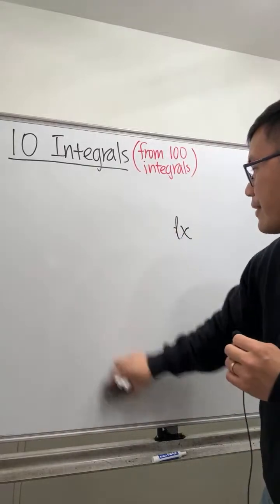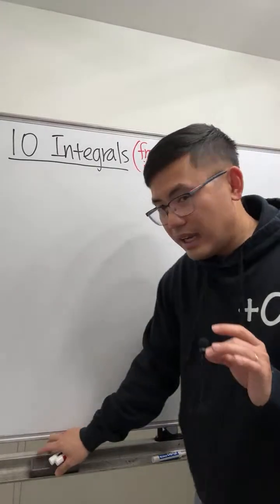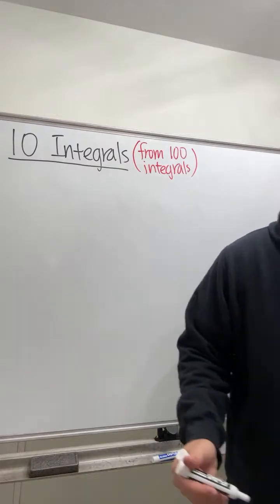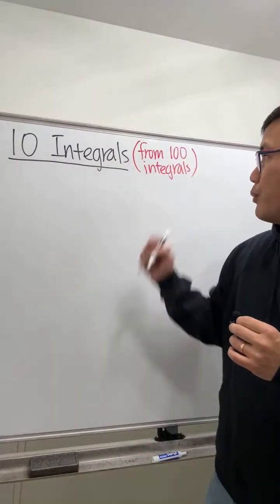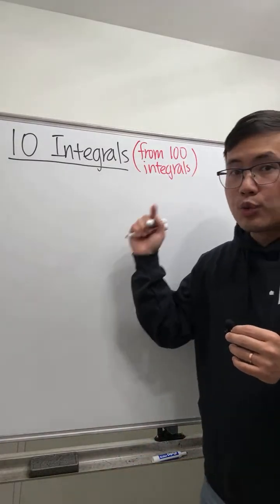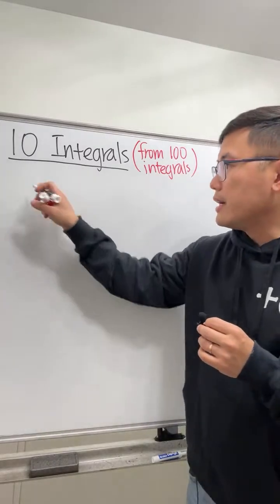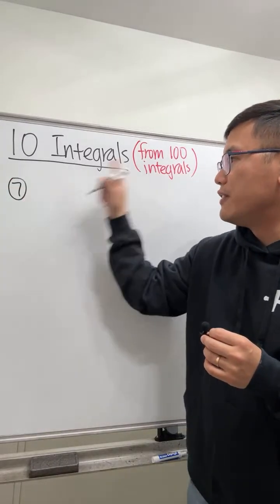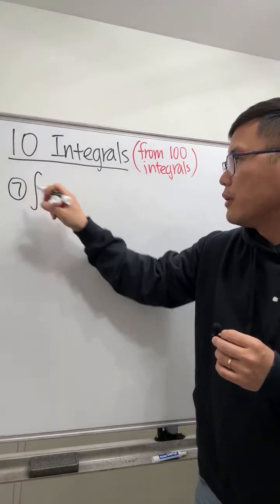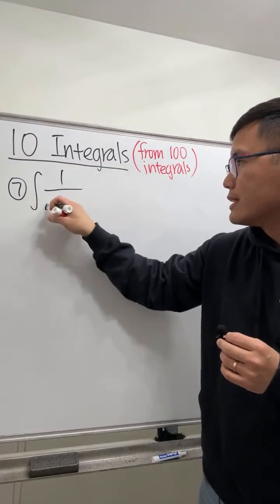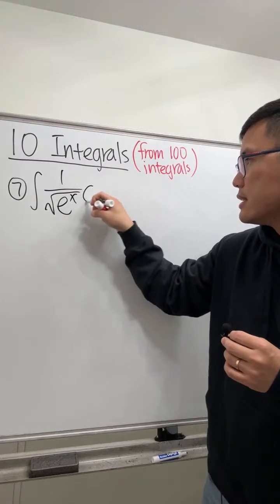All right. I'm not solving everything though, because all these questions are from the 100 integral videos from 2019, right? Okay, the next one is question number 7 from the 100 integrals video. Integral of 1 over square root of e to the x dx.